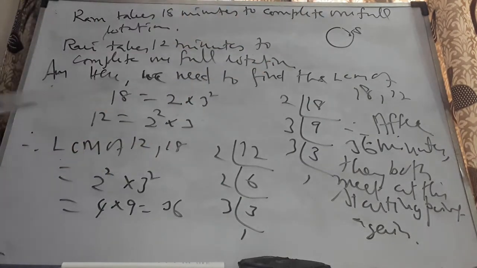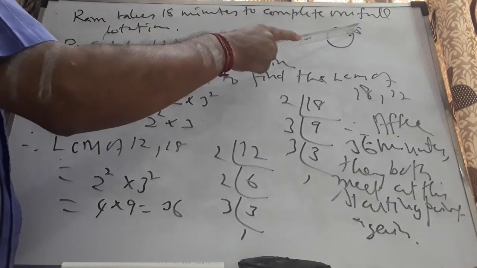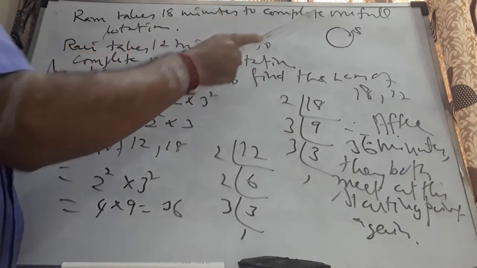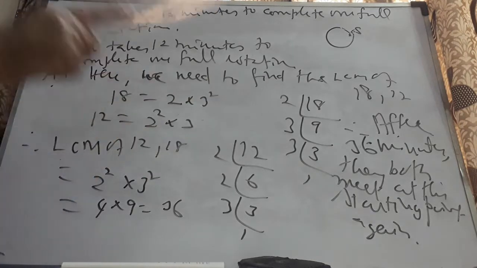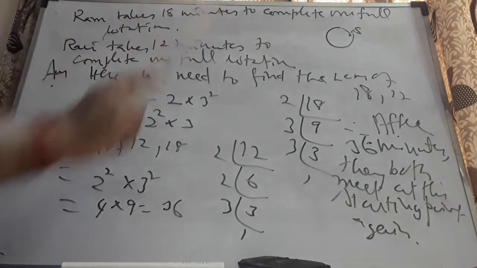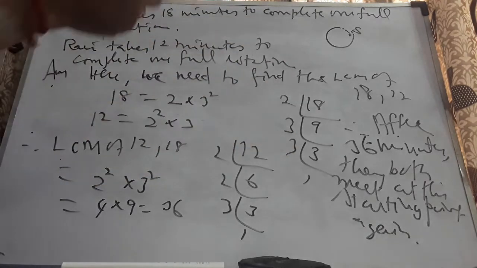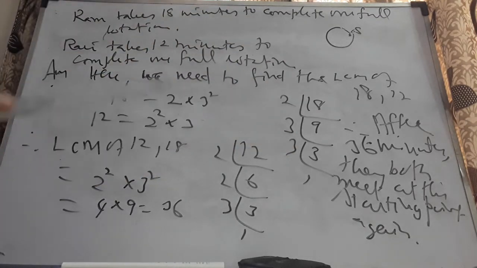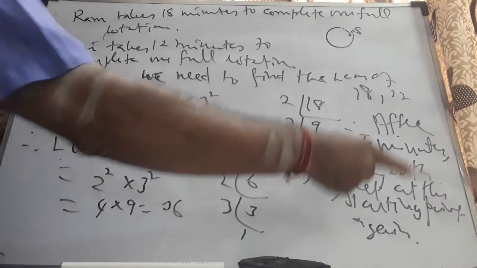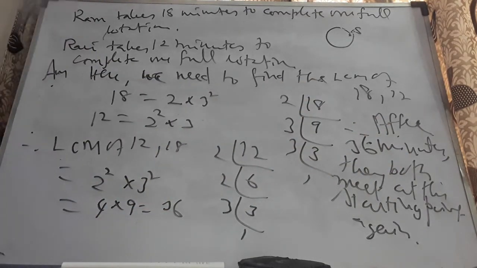After 36 minutes, they both meet at the starting point. After completion of 36 minutes, they will be at the starting point. That is the real meaning. Automatically after 72 minutes, after 72 plus 36, 108 minutes, they will be meeting each other. This is the first time they both meet each other at the starting point again.